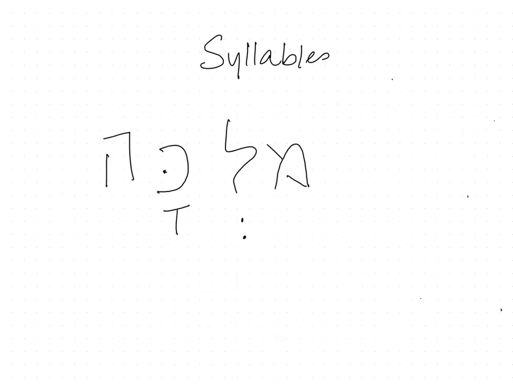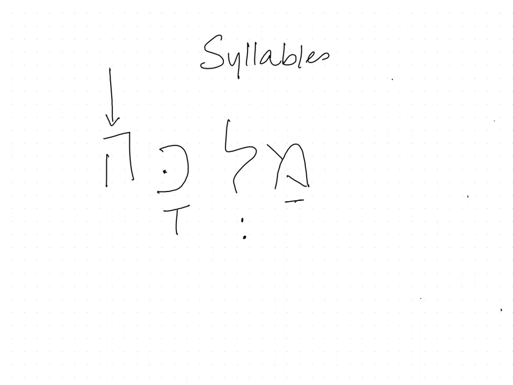I have a word here. Mem with a patach, lamed with a simple shva. I have not yet determined if it's vocal or silent. I have a kaf with the kamets below it, and of course it ends with a hey. Just a few cursory notes. Remember, it's ending with the hey.